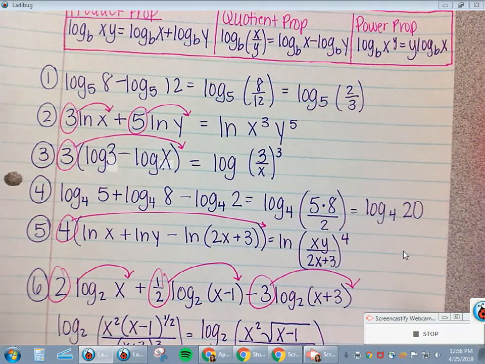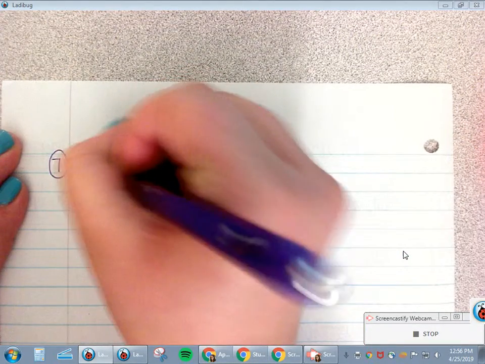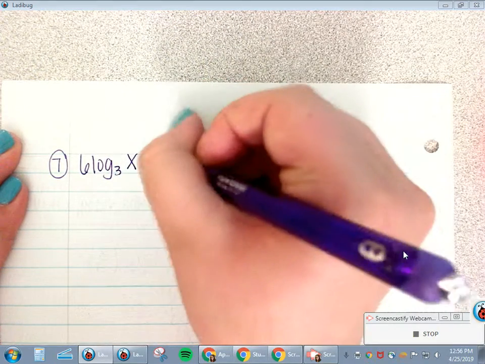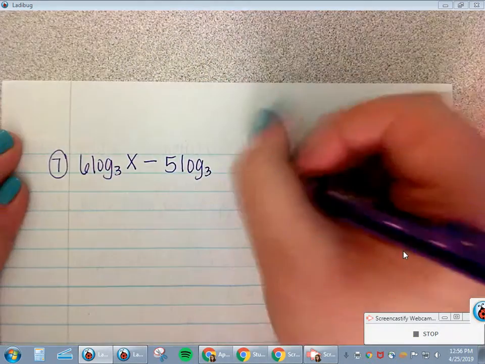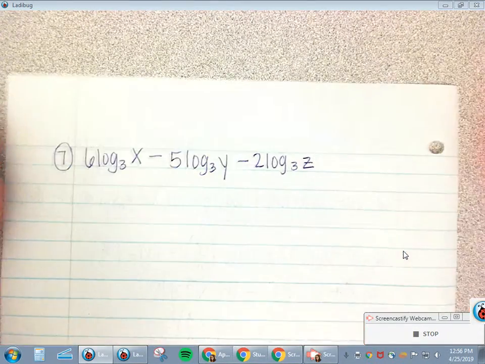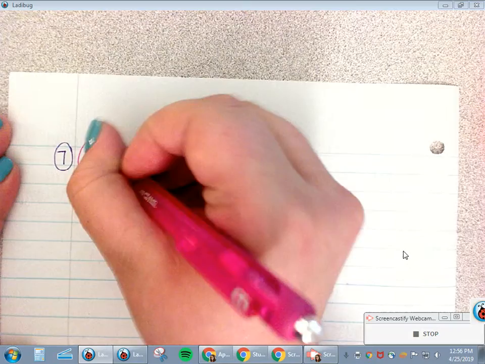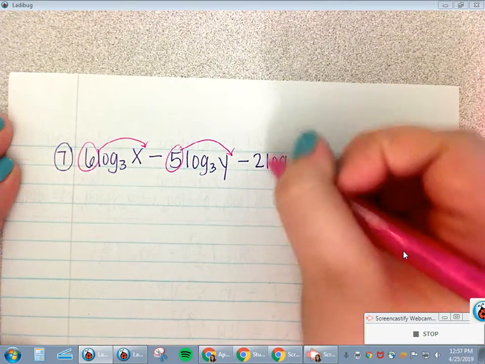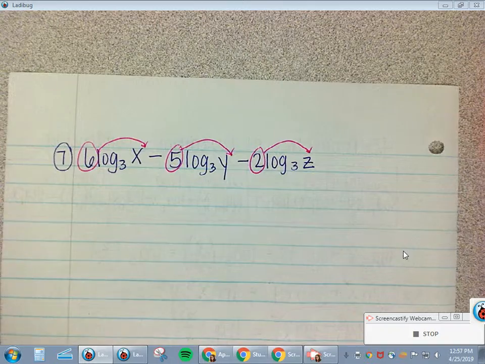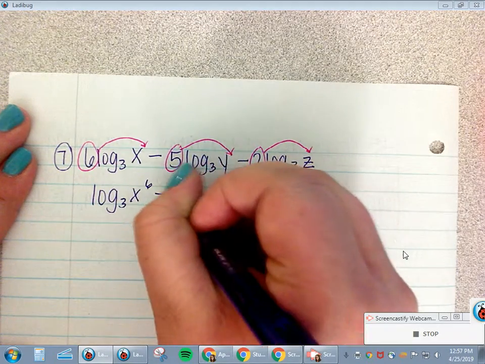Let's do one more. The last one on our last notes was tricky. Let's do a tricky one here with number 7. Let's say I had 6 log base 3 of x minus 5 log base 3 of y minus 2 log base 3 of z. So notice I have 2 minuses. First off, let's move in our exponents. So 6 will come here, 5 will come here, and 2 will come here. And then I've got 2 minuses. So let me write it out the long way first. Let's just do our exponents.